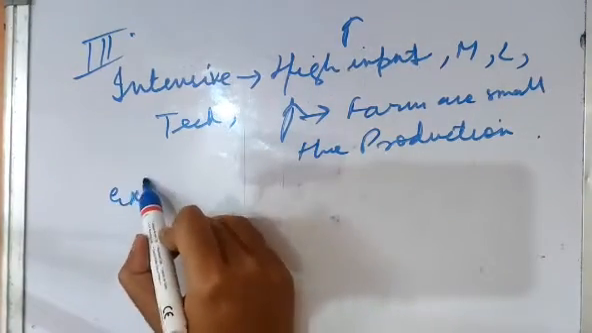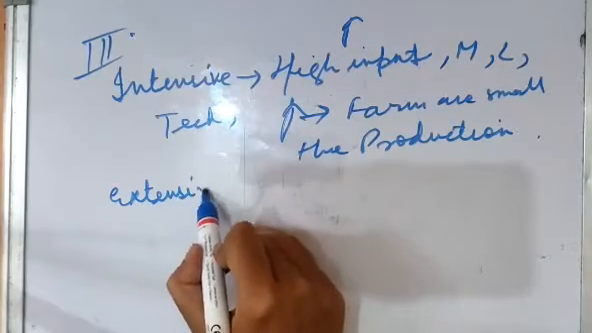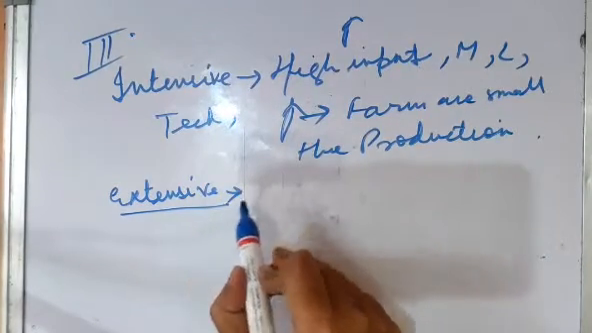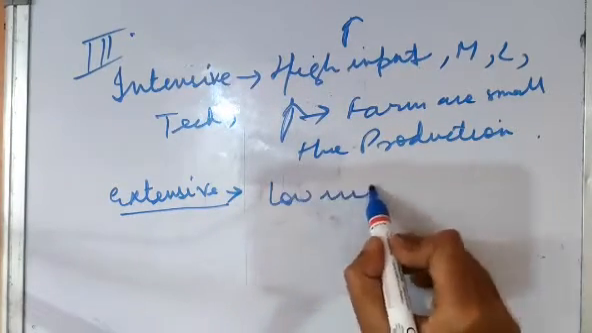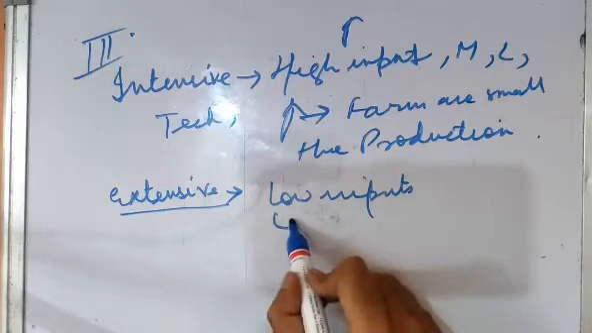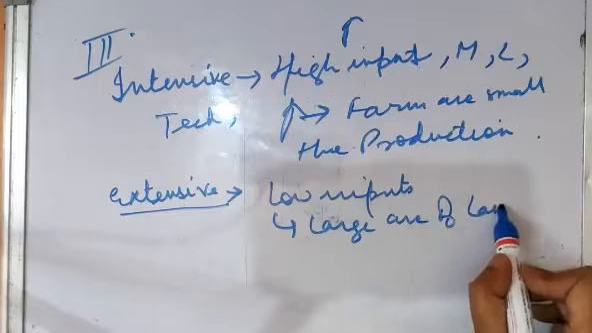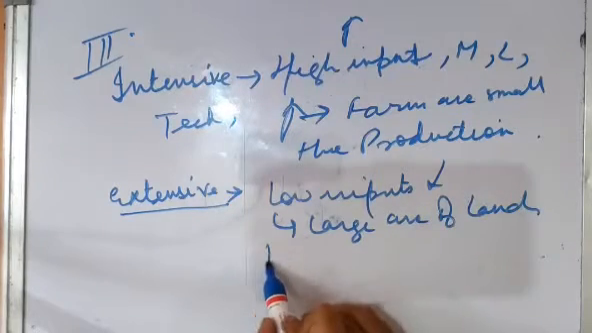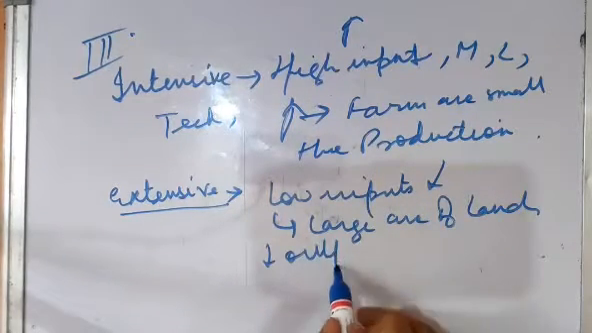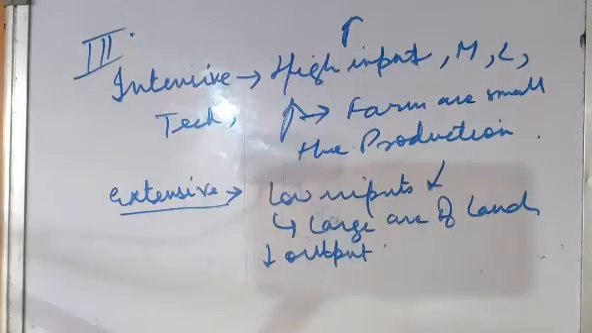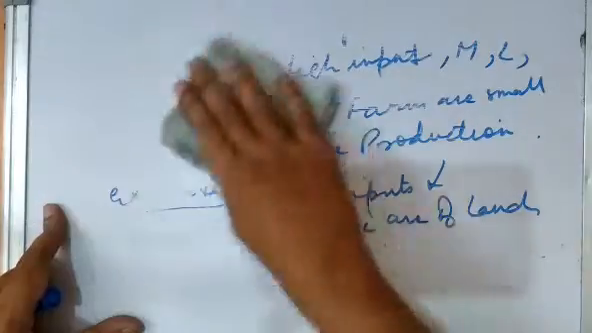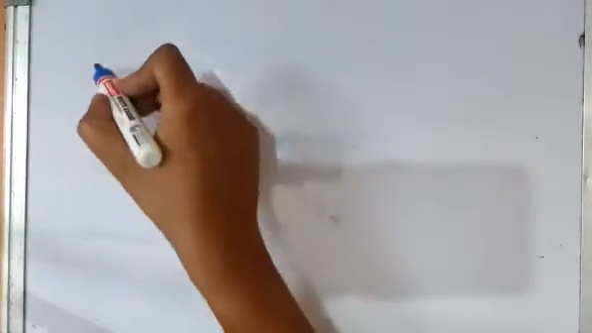Now moving on, we have got extensive. It is low inputs, but here there is a large area of land. As the input is low, output is also low. Hope you all understand this. Moving on to other classifications.